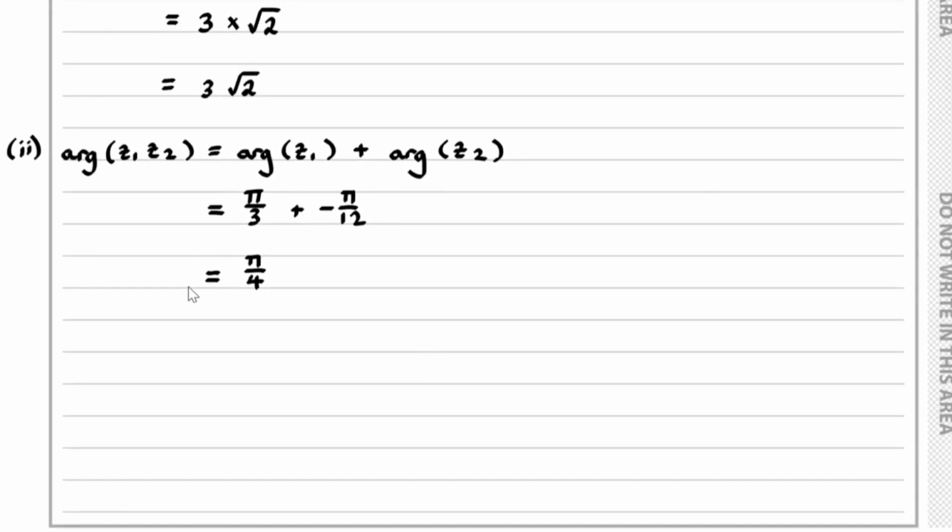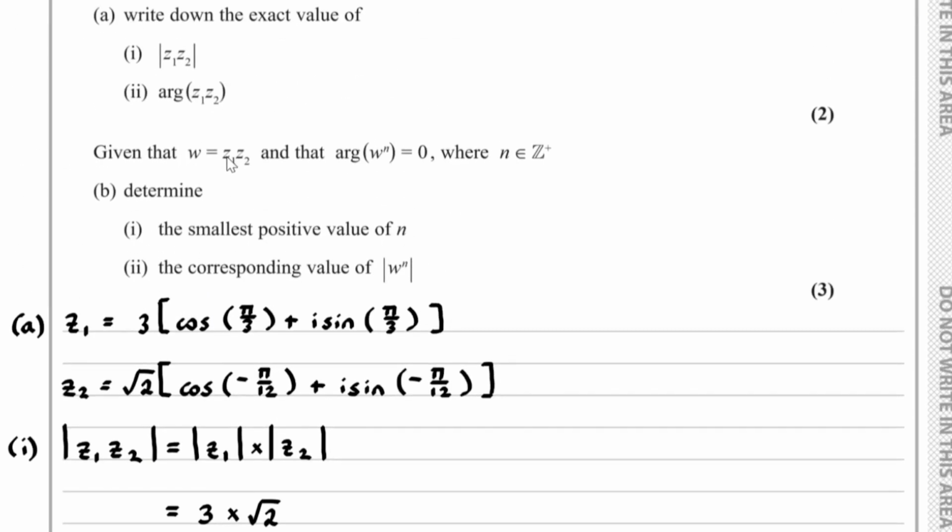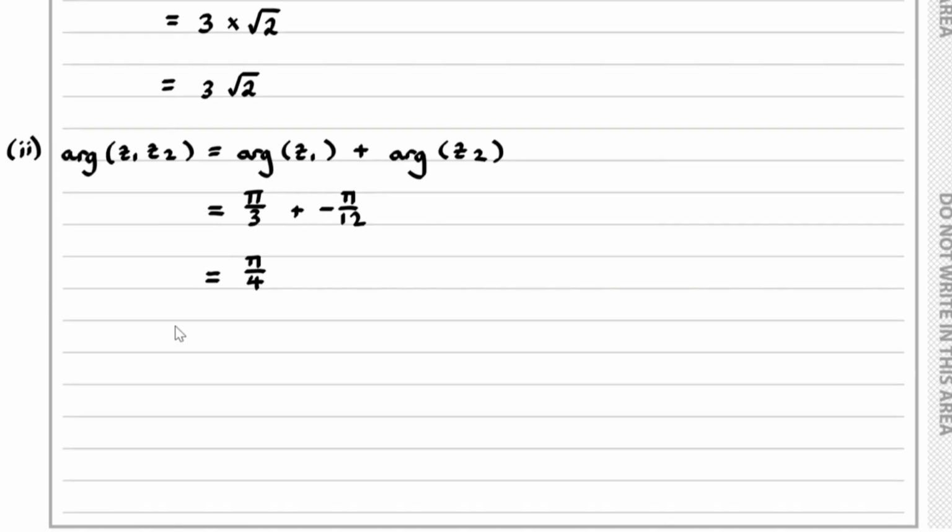Well, if w is equal to z1 z2, that means for part B, w is equal to 3 root 2 multiplied by cos of pi over 4 plus i sine of pi over 4.